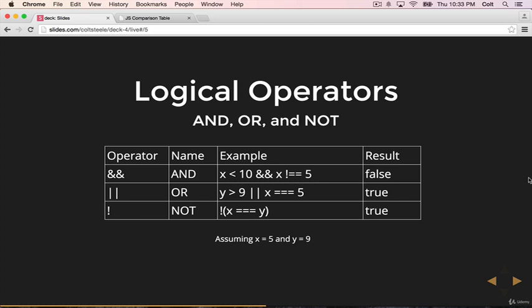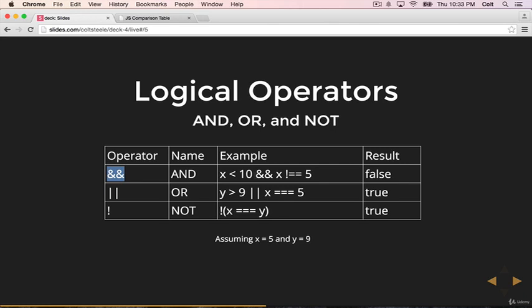So there are three logical operators. And like we said, this is basically a way to chain together Boolean logic. Those three are called and, or, and not. So we're going to start by talking about and.